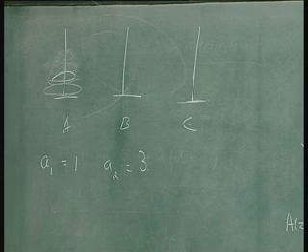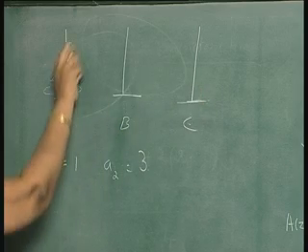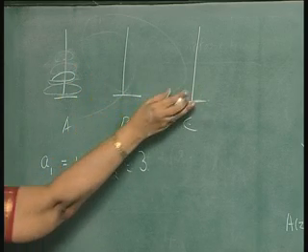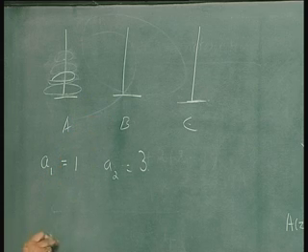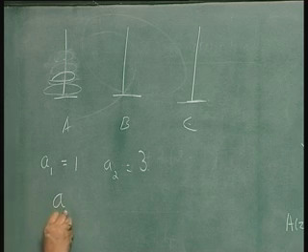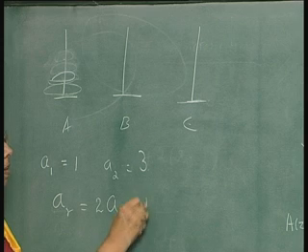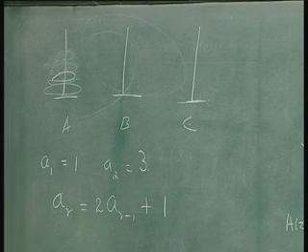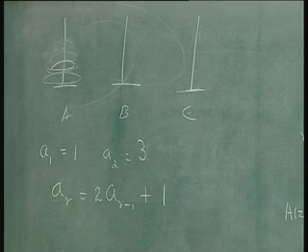In general, when you have n discs, you transfer n minus 1 of them here, transfer the nth disc here, then transfer again the n minus 1 discs to this place, making use of the remaining peg as the intermediary peg. So, the expression you get is A_r = 2A_(r-1) + 1. This is the recurrence relation.